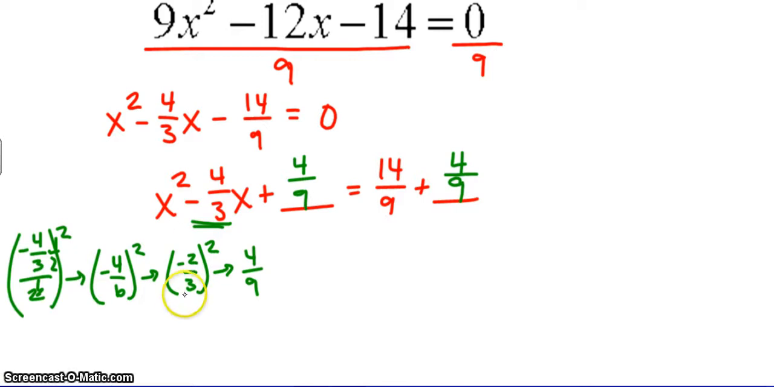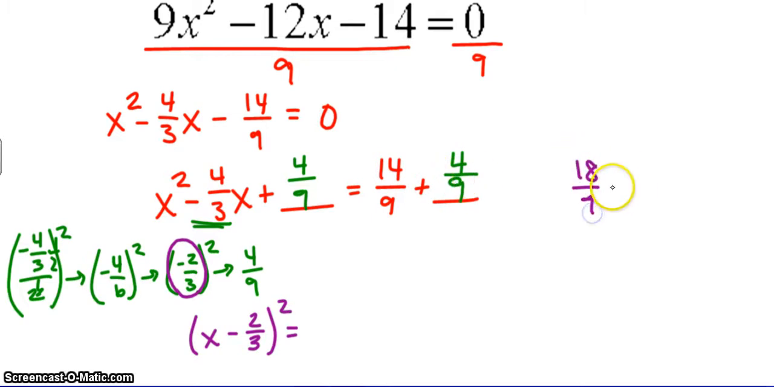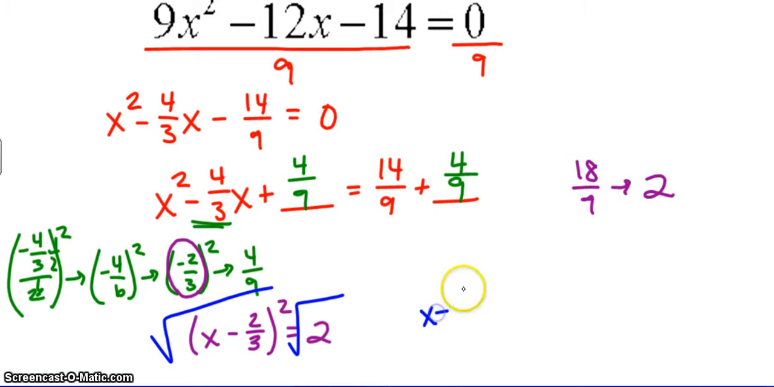Now we want to use this number, right? The one right before we squared it. That becomes our term in our binomial. 14/9 and 4/9 have a common denominator, so that's going to be 18/9, which is really just 2. Taking a square root of both sides, we get x minus 2/3 equals plus or minus root 2.